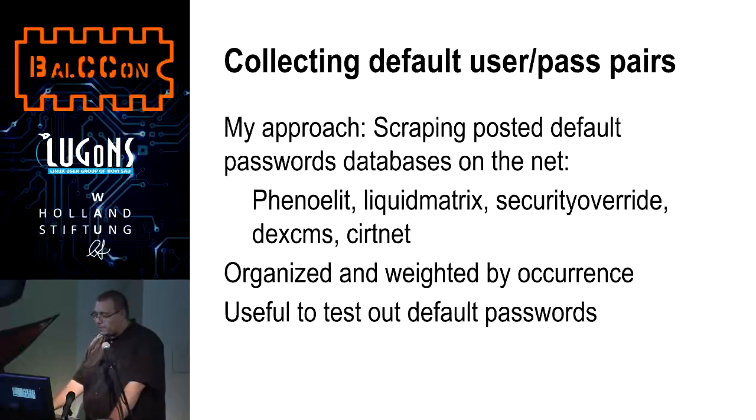So let's get the first one. You want to get default user and password pairs for default devices, default backdoors. My approach was not manually collecting it, but writing a scraper that scrapes multiple known lists out of the internet, like PhenoElite, Liquid Matrix, DexCMS, CertNet. Weight them by occurrence, merge them, and you have a pretty good list to test for default backdoors and default passwords. I usually maintain some additional extras in there.